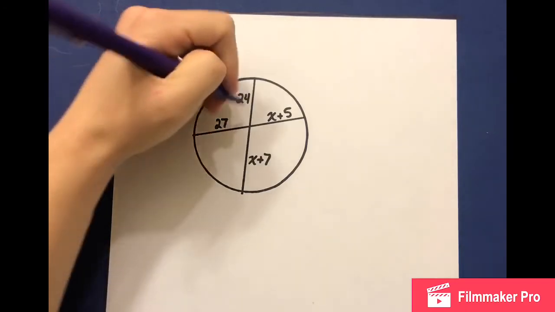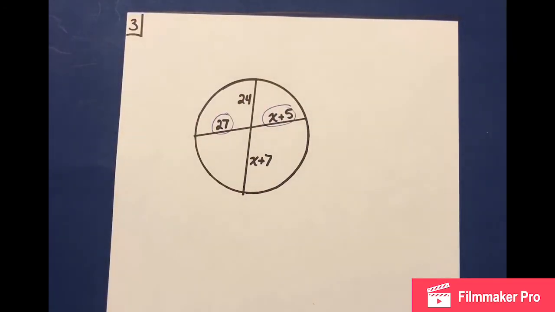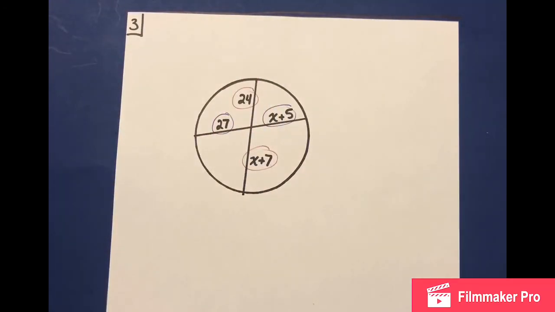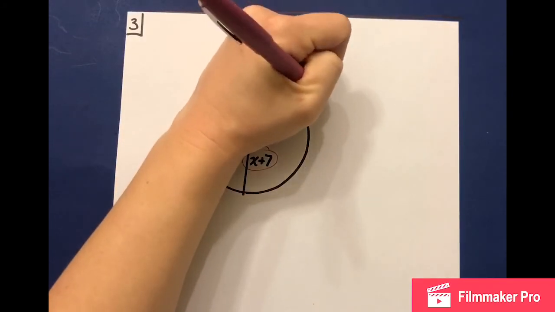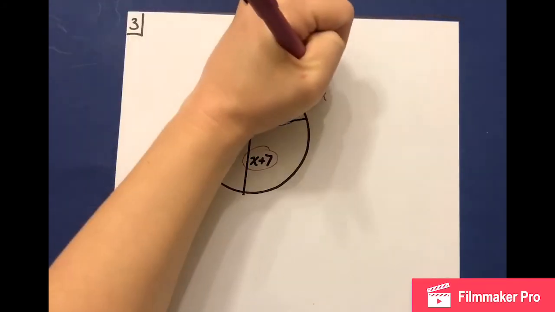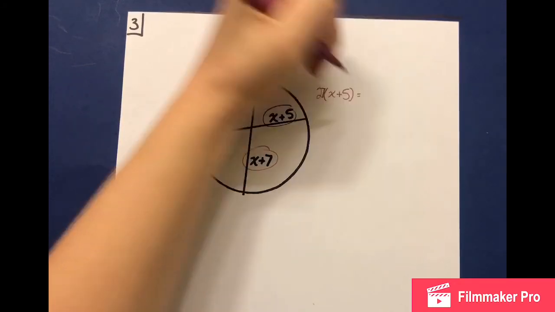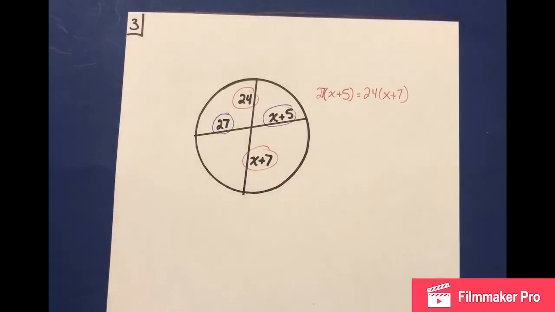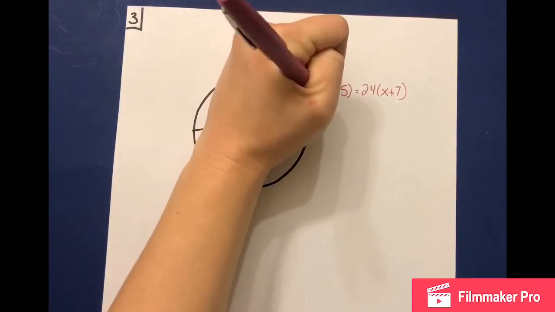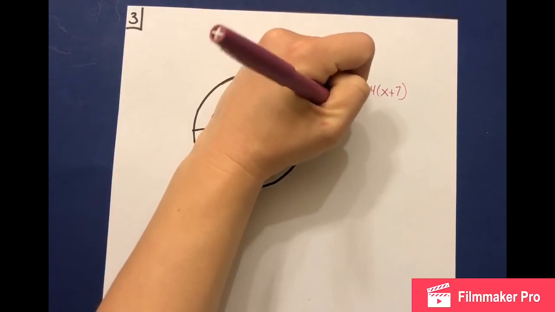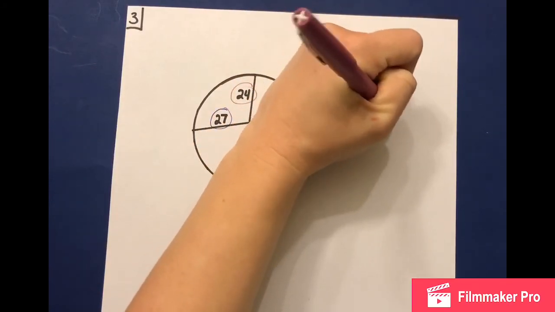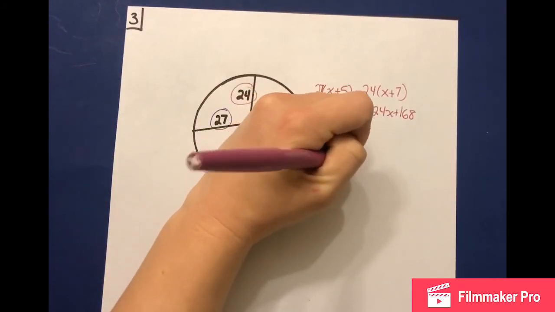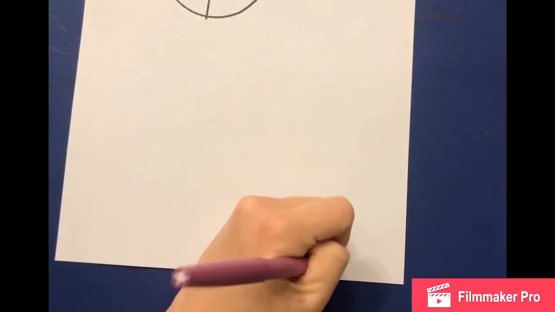Number 3, still a problem that has to do with the inside of the circle. These are chords that are intersecting inside the circle. So I set up, okay, those are the two that match. I'm going to start multiplying them. 27 times x plus 5 equals 24 times x plus 7. Here I'm going to end up distributing. I get 27x plus 135 equals 24x plus 168. Do a little math there. I get x equals 11. And that's my answer.